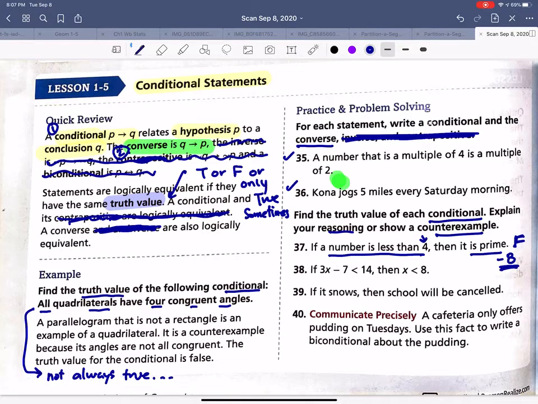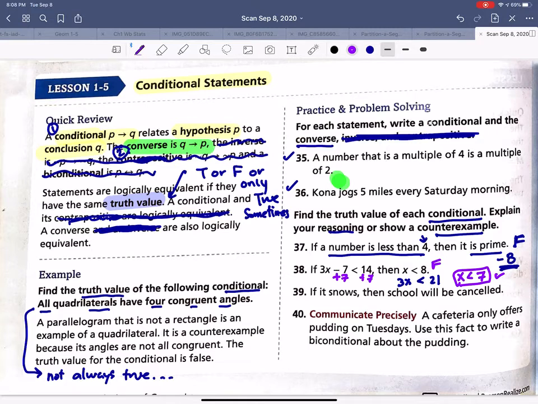Question 38, if this statement is true, then x is less than 8. So let's do a little algebra just to see if this would be true. If I added 7 to both sides, right, I get 3x is less than 21. It's looking a little suspicious. And if I divide x on both sides, I get x is less than 7. So I'm going to get a false. And here's my counterexample.